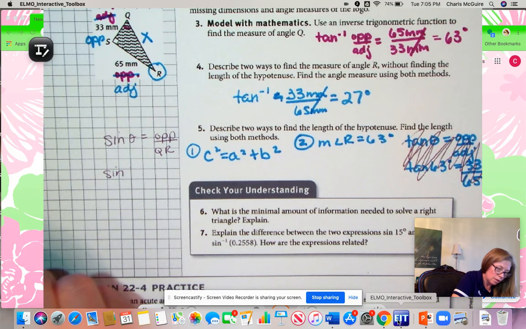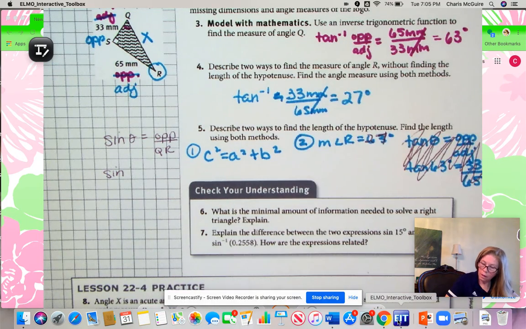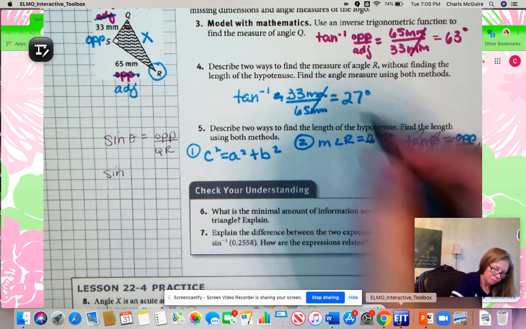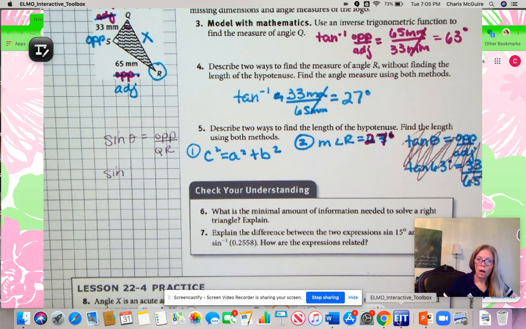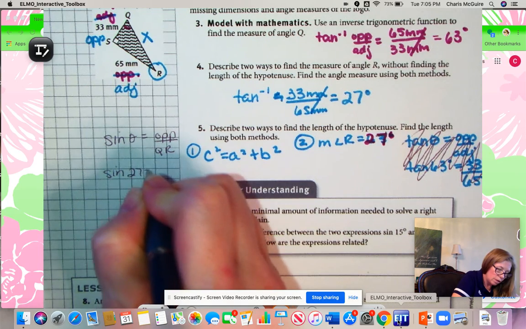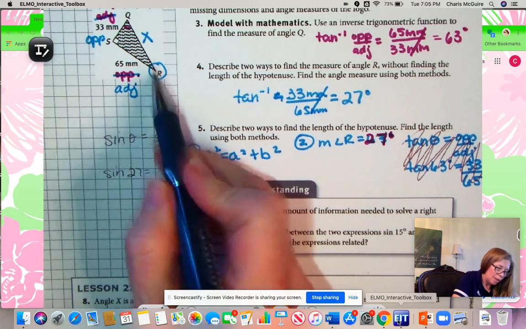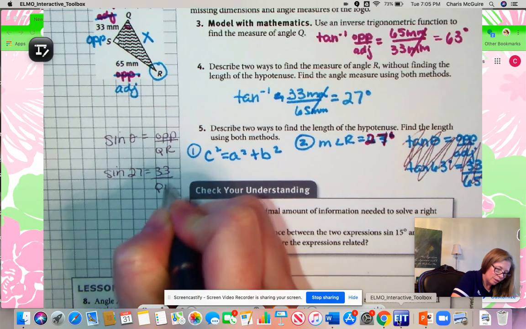It's 27 degrees, guys. Wow, Mrs. McGuire, I need help today. Okay. Oh boy, I shouldn't be doing videos this late. Okay, so sine of 27 degrees equals the opposite side, the 33 over QR.